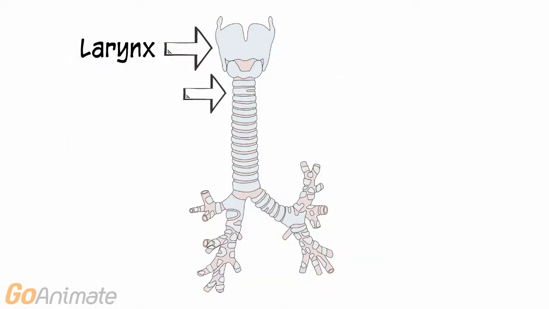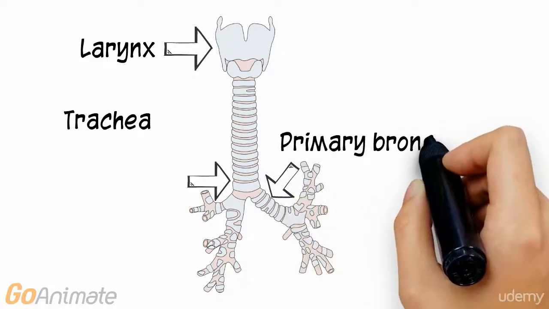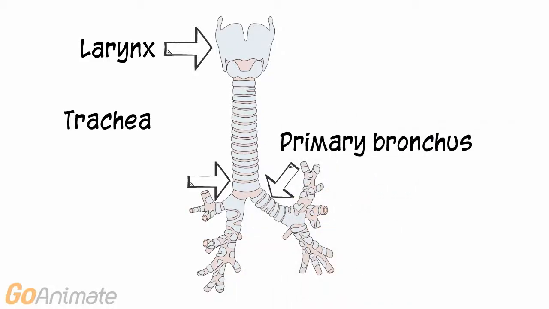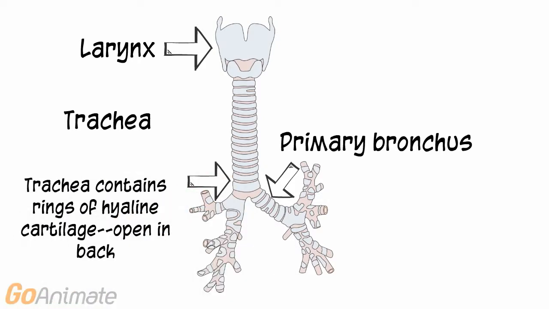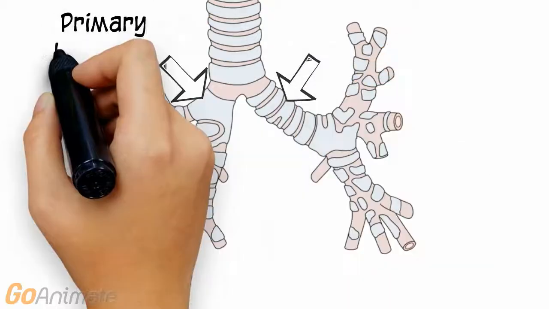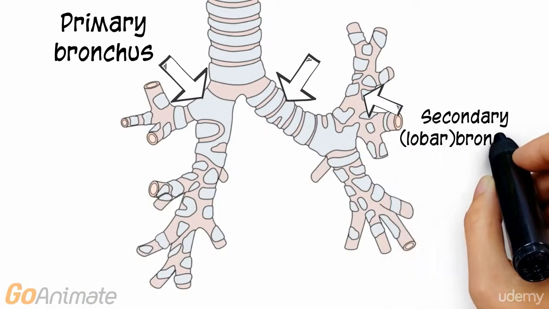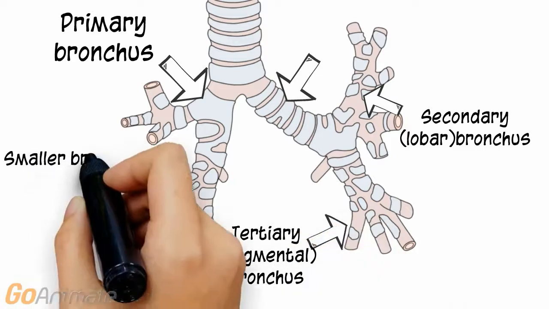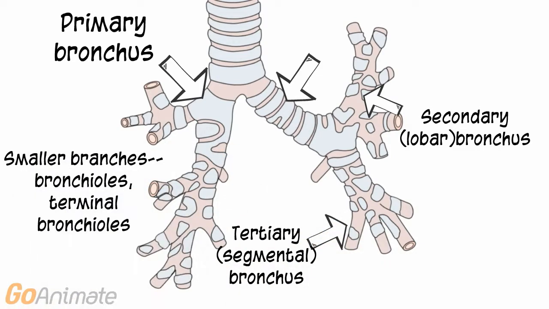Air moves from the larynx to the trachea. The trachea splits at an area called the carina into two primary bronchi. The trachea contains rings of hyaline cartilage. The rings are open in the back to allow for some flexibility. The primary bronchi split into secondary bronchi, which divide into tertiary bronchi, which again divide into smaller passages called bronchioles and terminal bronchioles.